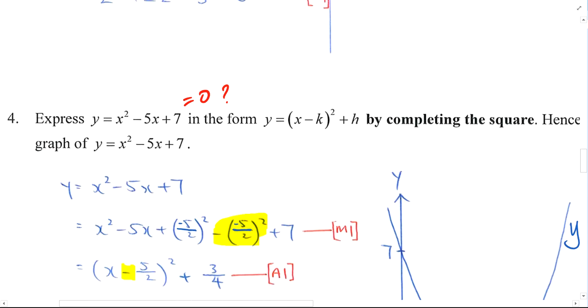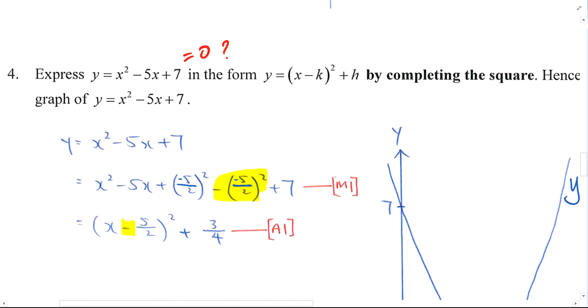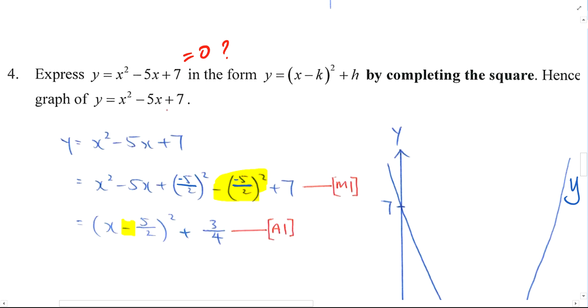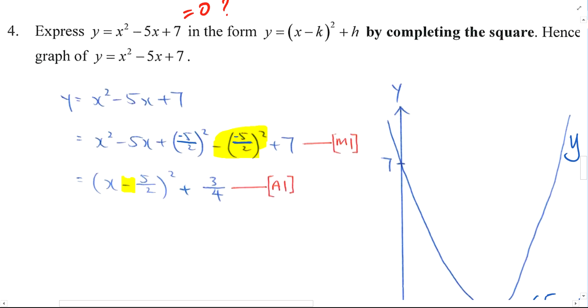Next, question 4. Okay, completing the square. Express y equals this expression into this form by completing the square. First mistake, not very common, but I still see it. Somebody let this be equal to 0. Why should it be equal to 0? There is no reason for it to be equal to 0. Okay? Now, completing the square.